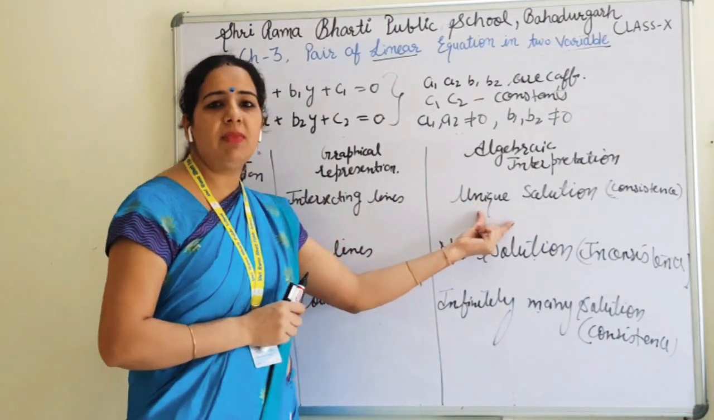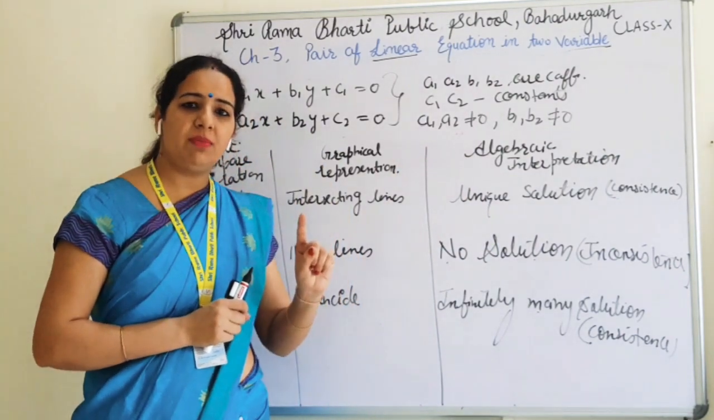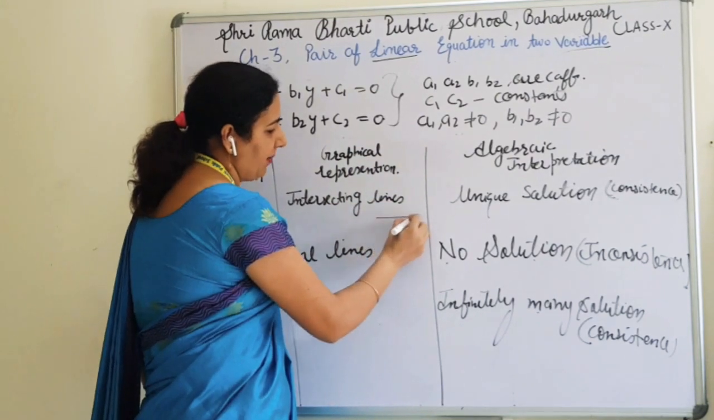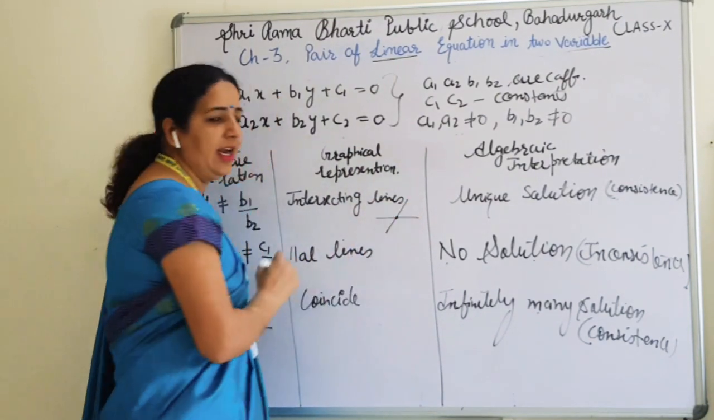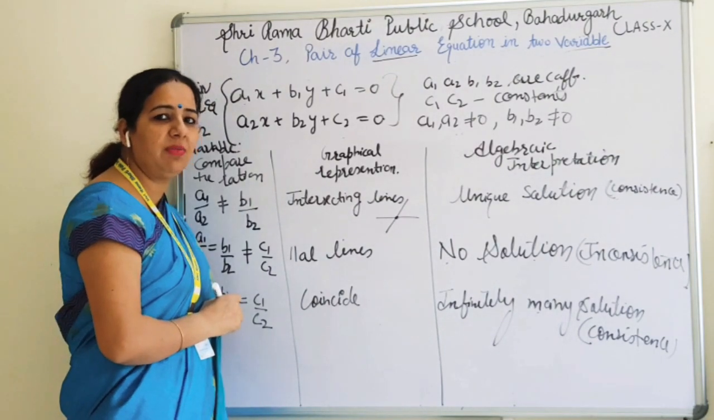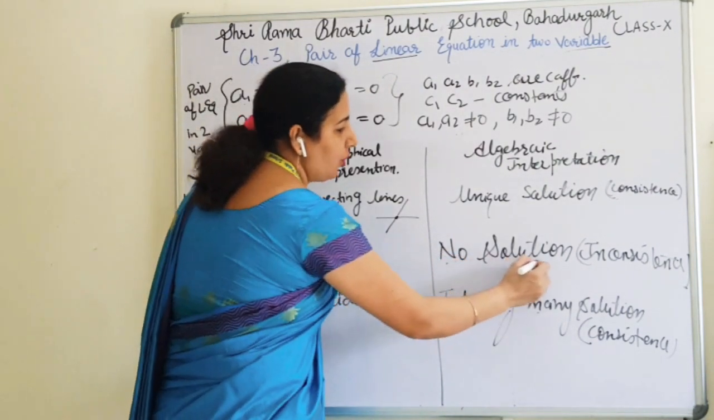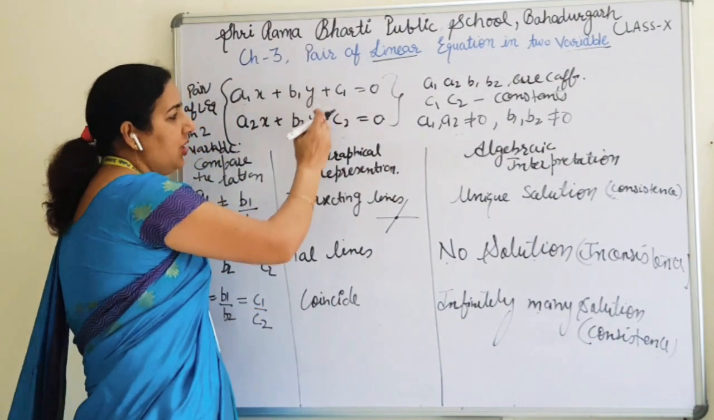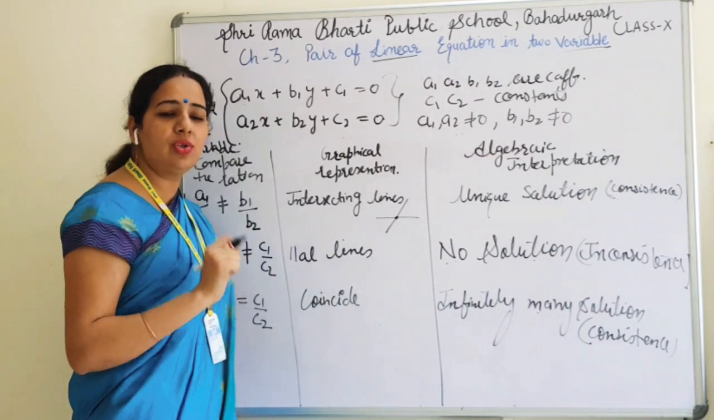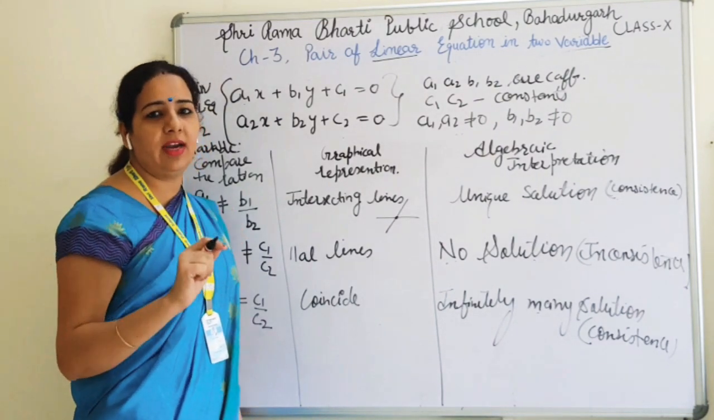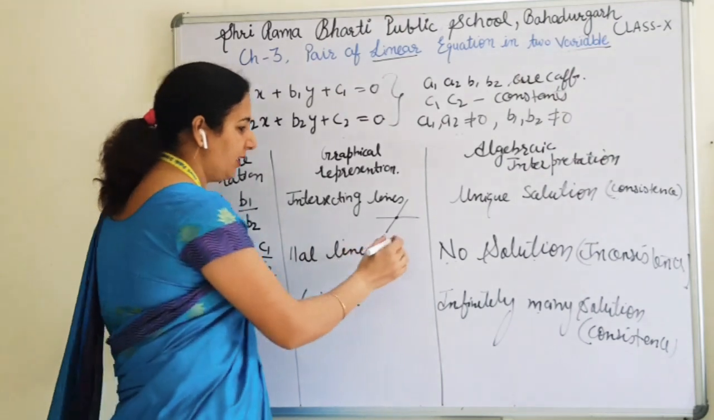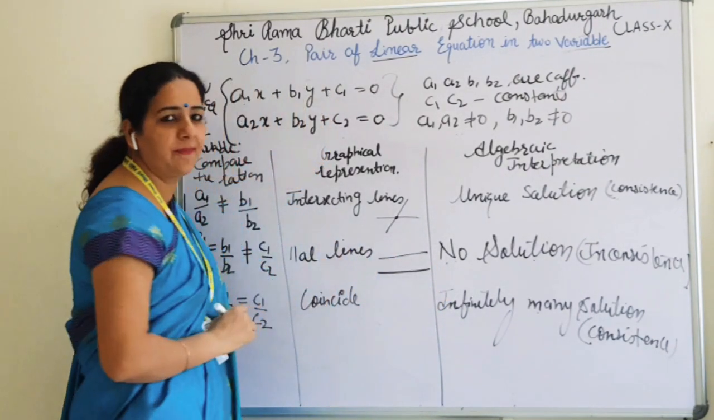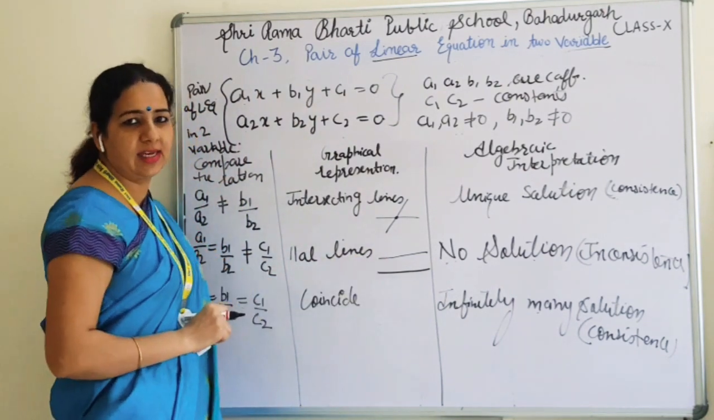See, unique solution means one solution. One solution means the lines will intersect one time. One time intersection means intersecting lines. No solution means we do not have values of x and y for which these two equations can be solved. So no solution means the lines will never intersect. So when the lines will never intersect, the lines will be like this. So these are the parallel lines example.